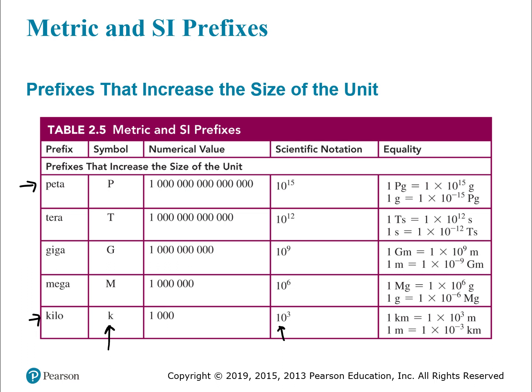You can take these and write equalities. So 1 kilometer is equal to 1 times 10 to the third meters. That's relating two different measurements that are within the same unit system.